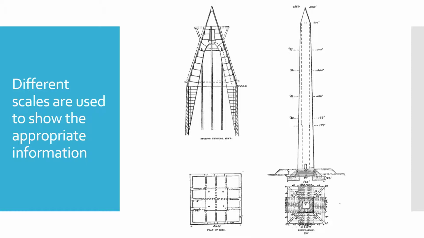For example, this drawing is showing the Washington Monument. On the right, we have an overall view showing the entire structure. At the top left, we're zoomed in on the tip of the monument, showing the appropriate information for that specific part. They are at different scales.